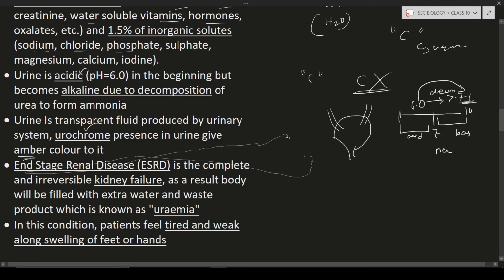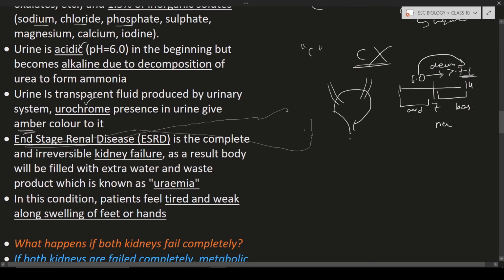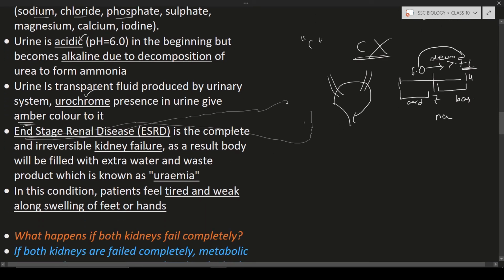So next, there is another condition that is known as end-stage renal disease. What is end-stage renal disease? The short form is ESRD. ESRD means end-stage renal disease. End-stage means last. Renal means kidney. Disease means an abnormal function. So this is known as ESRD. It is a complex and irreversible kidney failure. It means once ESRD has occurred, that failed kidney will not become normal. That is known as kidney failure.